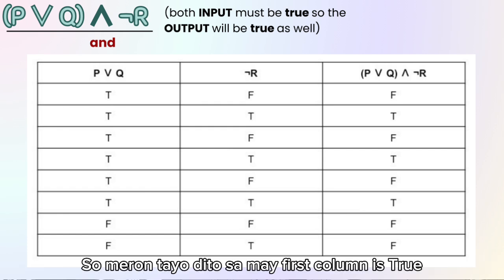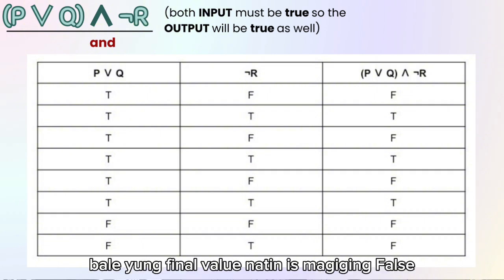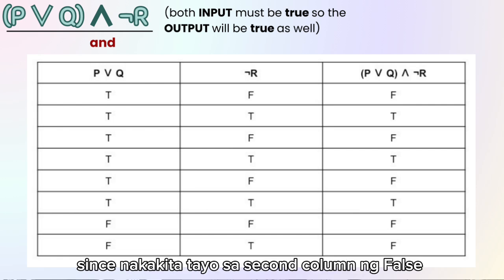So, meron tayo dito sa first column is true. And the second column is may false. So, may nakita tayong false. Bali, yung final value natin is magiging false since nakita tayo sa second column ng false.